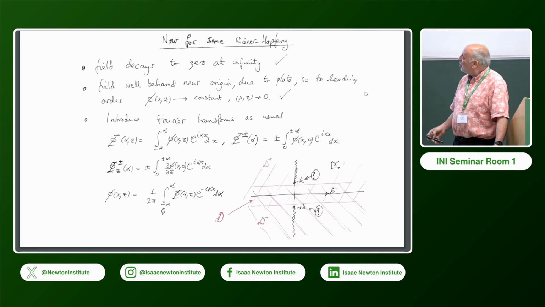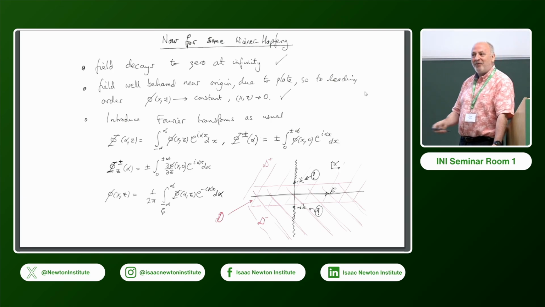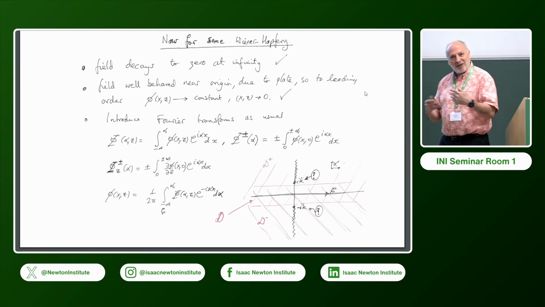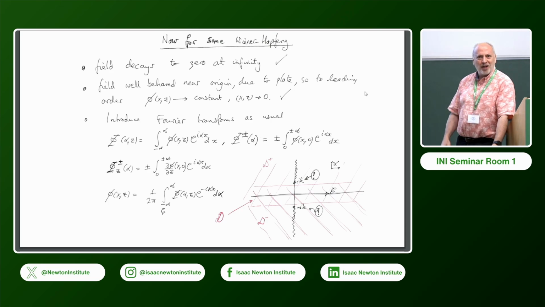Okay. So Wiener-Hopf. Free field decays to 0 at infinity. So brilliant. All my Fourier transforms are just going to exist. I don't need to worry. If I can't find a solution, then it will be big or something will happen at infinity, which I need to take into account, but that will mean I don't have an edge wave. So if I can find one, then it definitely satisfies this. So that's great. Field is well behaved near the origin due to the plate.